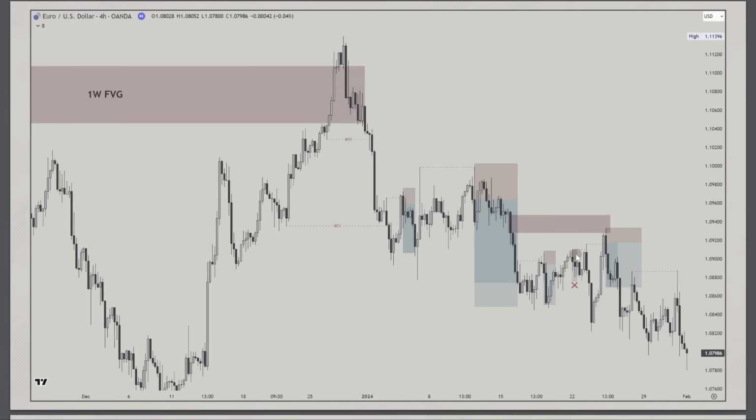This is only 1 to 1. So we did not go 3R and then we swept this level. That's another 3R trade you could have taken here, but I went with this one. You see this one here? That's a sweep, price closing below, entry right here, 3R very easily. And then another one, and that's the continuation pair.